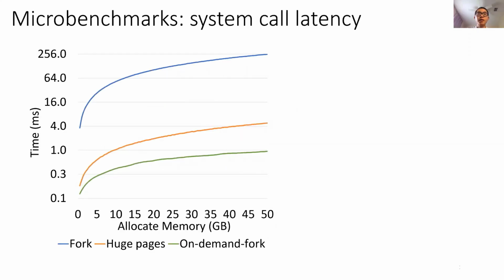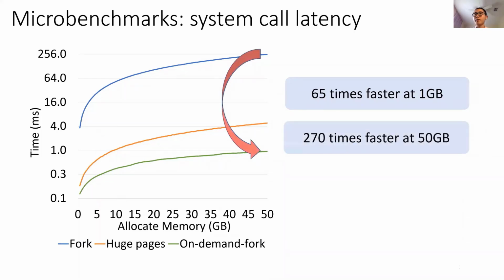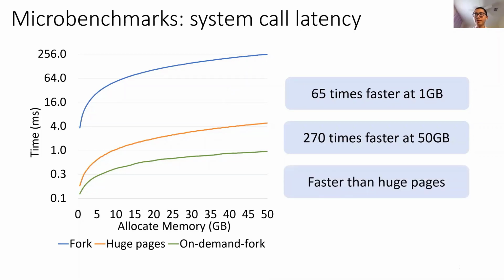Now that we have an understanding of on-demand fork, let's look at how it performs. We tested on-demand fork with micro-benchmarks on system call latency and page fault handling time. For system call latency, we measured the time it takes to call fork and on-demand fork for a process with different allocated memory sizes. We show that on-demand fork runs 65 times faster than the traditional fork at 1 gigabyte of memory. On-demand fork runs 270 times faster at 50 gigabytes of memory. Also, on-demand fork runs faster than using huge pages with the traditional fork.